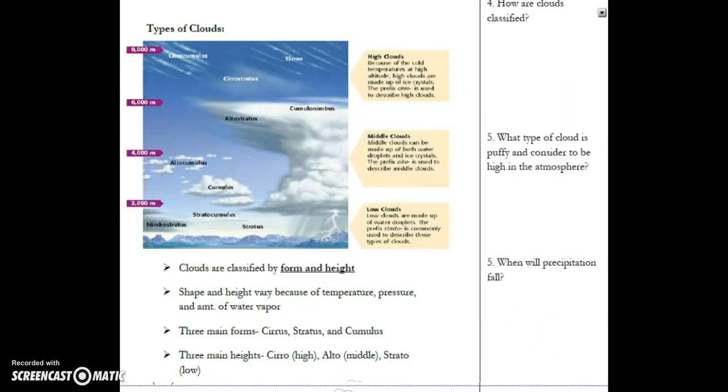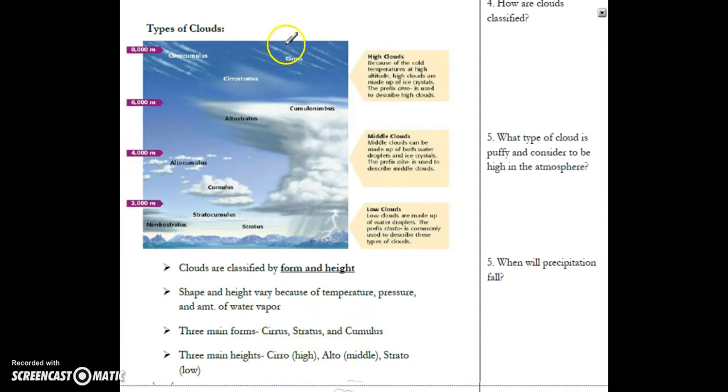Last thing we want to tell you about is the types of clouds. Clouds are classified by their form and their height, and their shape and their height may vary based upon temperature, pressure, and the amount of water vapor. So if you think back to the way clouds form, that's really going to affect the shape and the height of them. There's three main forms: cirrus, stratus, and cumulus.